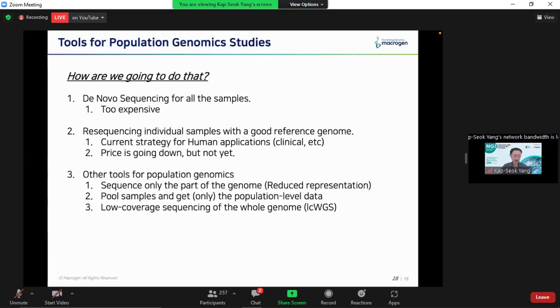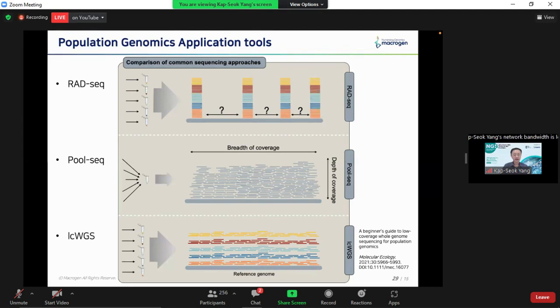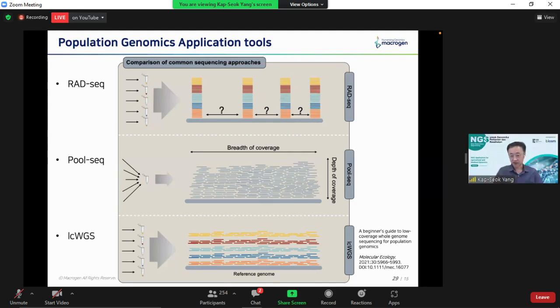We are looking at the low coverage sequencing of the whole genome, LC-WGS. This is the rest of the session. I have used a review article, written on the bottom right, and it is a very comprehensive guideline for anybody who is interested in genomics applications in plants and animals or even any kind of genomes.